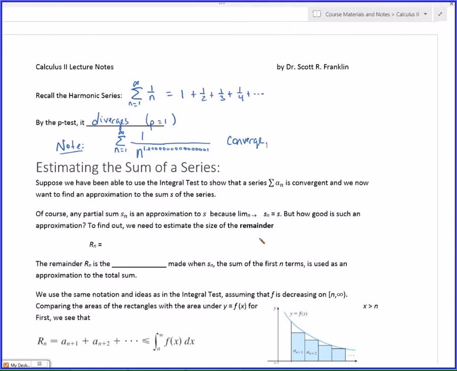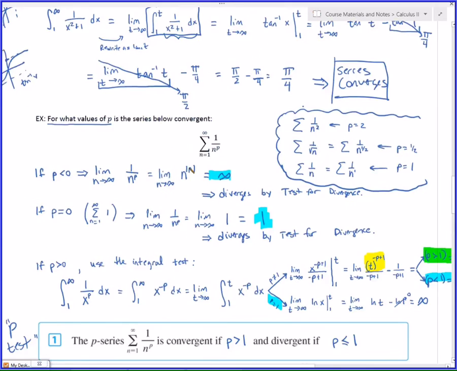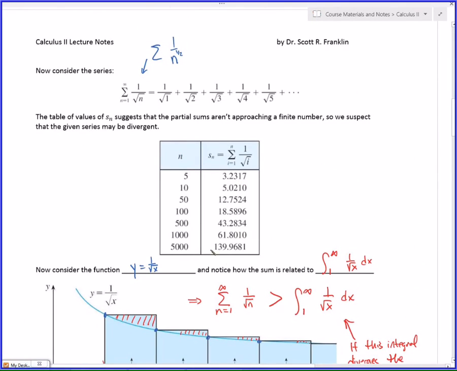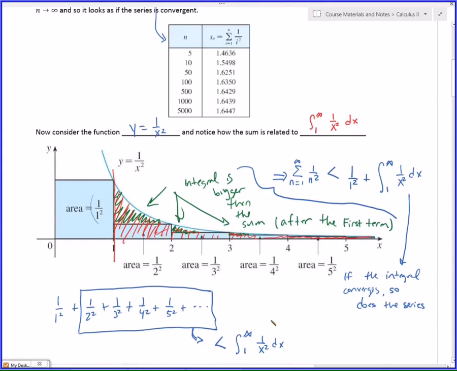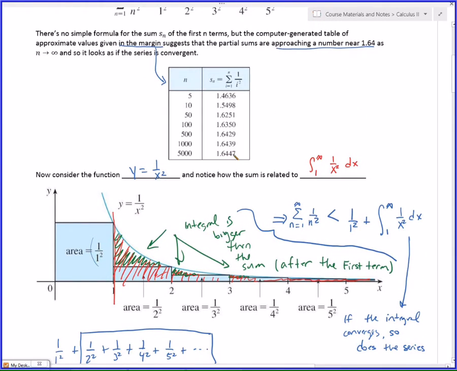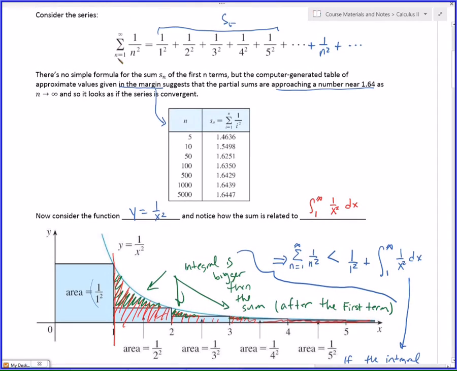So suppose we've been able to use the integral test to show that a series a sub n converges. We now want to find an approximation to the sum s of that series. So remember that any partial sum is an approximation to that. If you just add the first 10 terms, that's an approximate value of the series. If you add the first 100. Like back up at the top whenever I had those tables, right? This is an approximation. Actually, because this one diverges, it's a bad example. This 1.6447 is an approximate value of this series, even though I don't know what it is exactly.